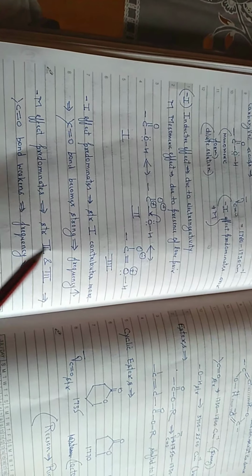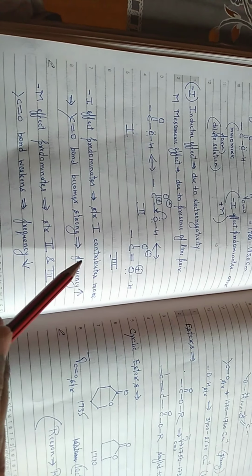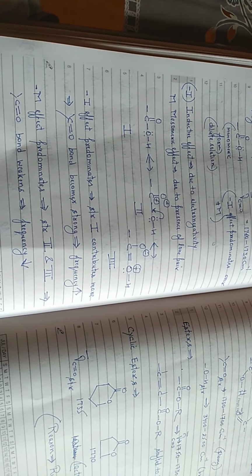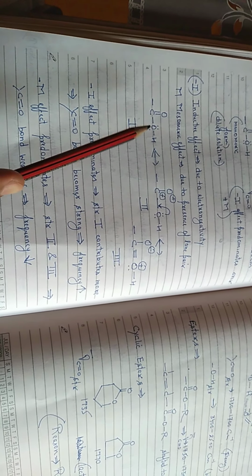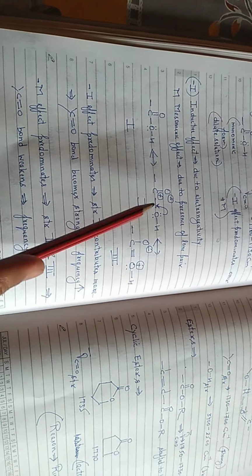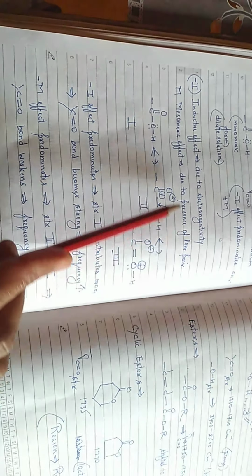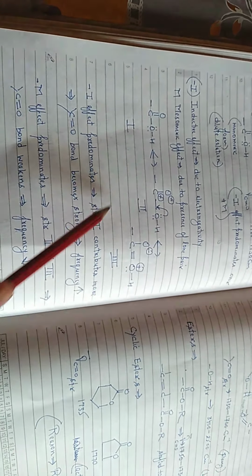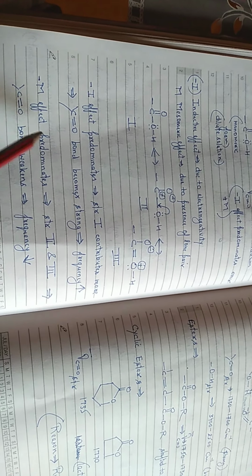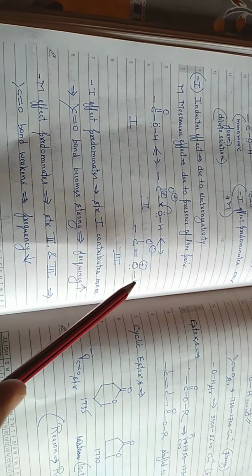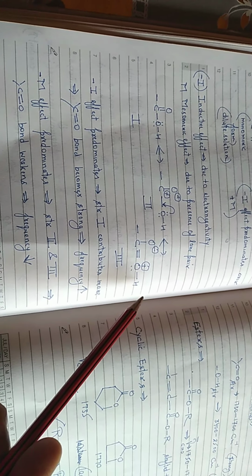Here I discuss what I told you in this discussion. When the minus I effect predominates, the first structure contributes. It means the contribution of structures 2 and 3 is lesser. But when the mesomeric effect predominates, the second and third structures predominate.